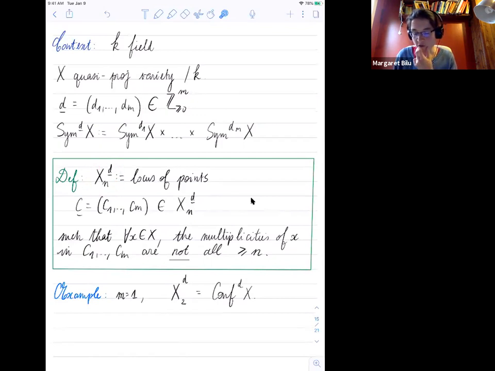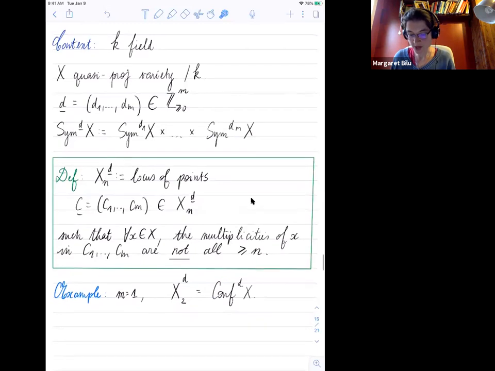It's the locus of points in here, where a geometric point you can view as an m-tuple of zero cycles, and I'm going to consider the locus of these m-tuples of zero cycles such that no point of X has multiplicity at least n in all of the zero cycles. So this is the geometric version of being relatively n-prime. I don't want any point that has multiplicity n in all coordinates. So the basic example is if I just have one coordinate and I don't allow multiplicity at least two, then this is just the configuration space of d points on X, so just d distinct points in X.